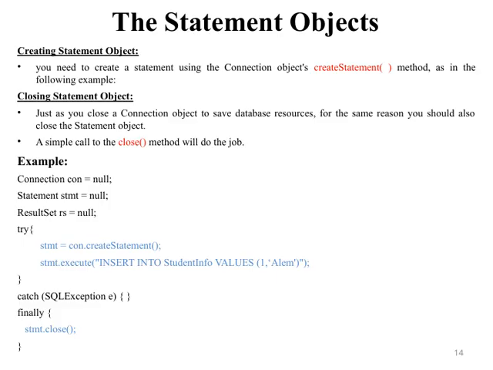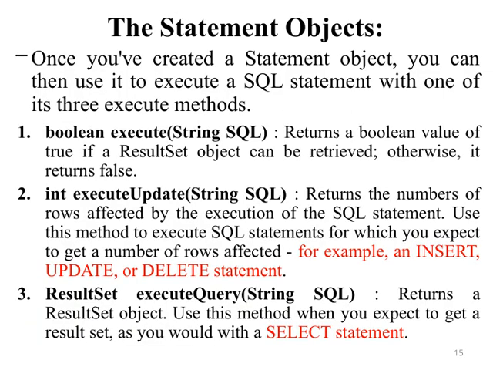So the key takeaway is, always create your statement objects using createStatement, and don't forget to close them with close once you're finished. Proper resource management helps your application stay efficient and reliable as a whole. Once you've created a statement object, you can use it to execute SQL statements using one of its 3 execute methods. The first one is boolean execute, which takes a SQL string as a parameter.